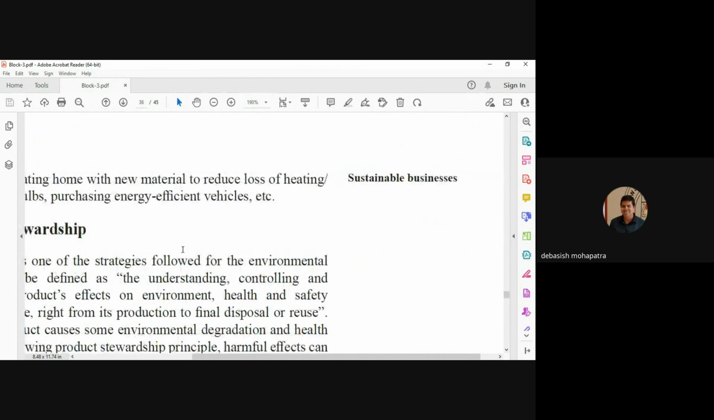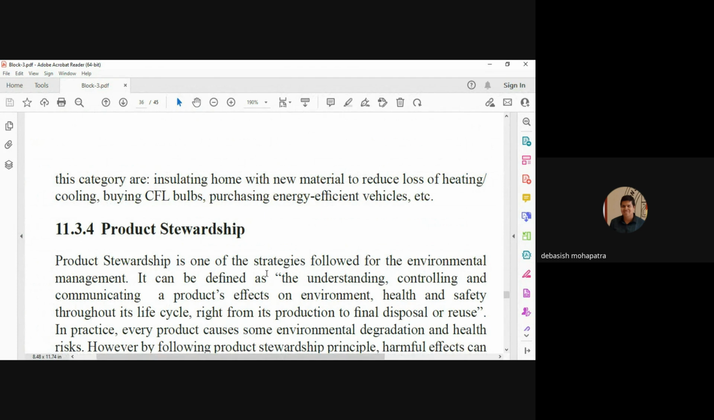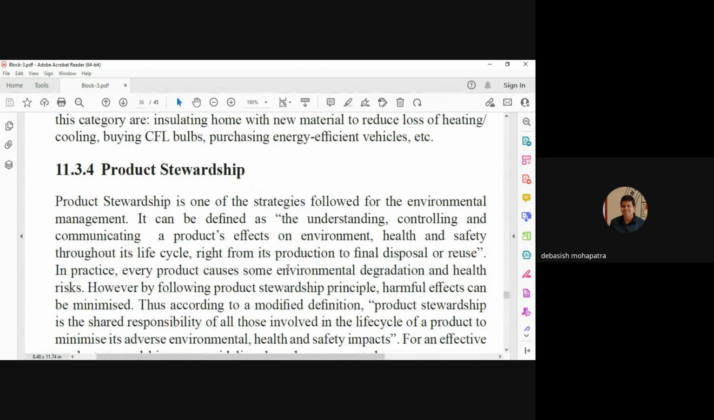Some examples in this category are insulating homes with new material to reduce loss of heat, cooling, buying CFL bulbs, purchasing energy efficient vehicles, etc. Then product stewardship is one of the strategies followed for environmental management. It can be defined as understanding, controlling, and communicating a product's effect on environment, health, and safety throughout its life cycle, right from its production to final disposal or reuse.